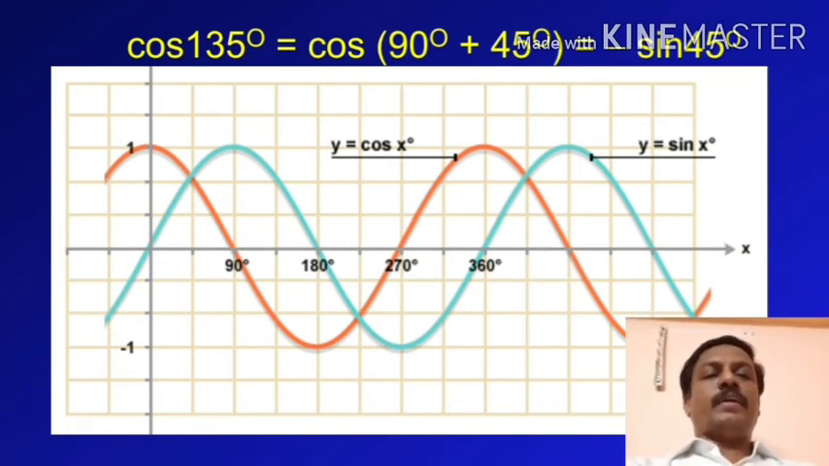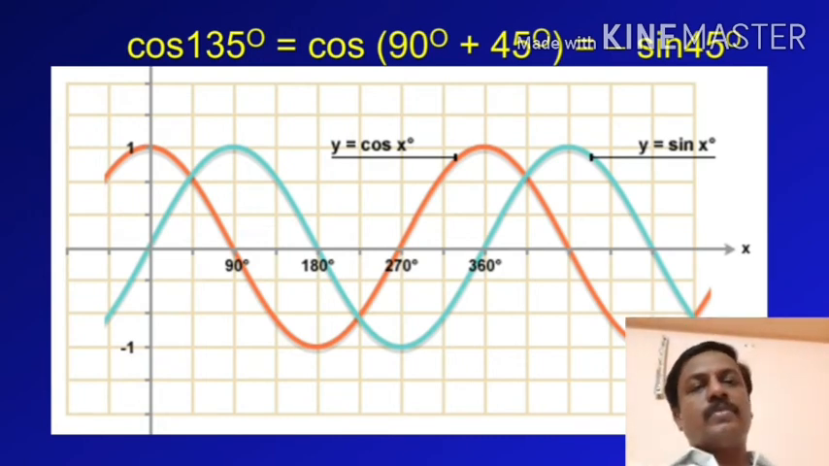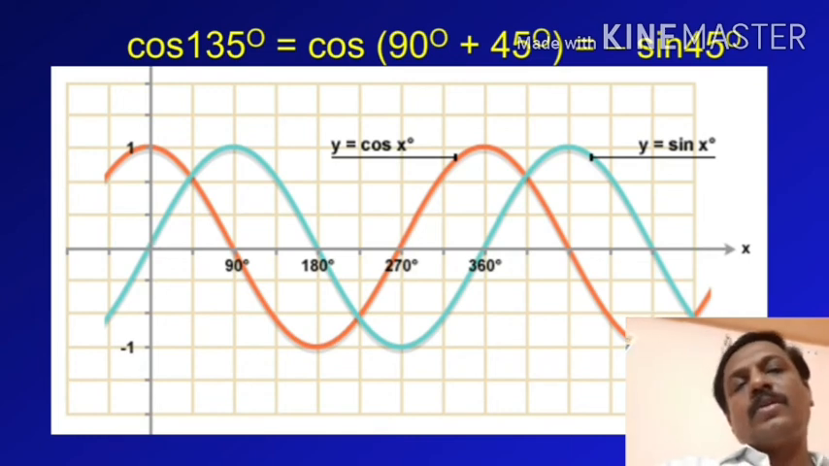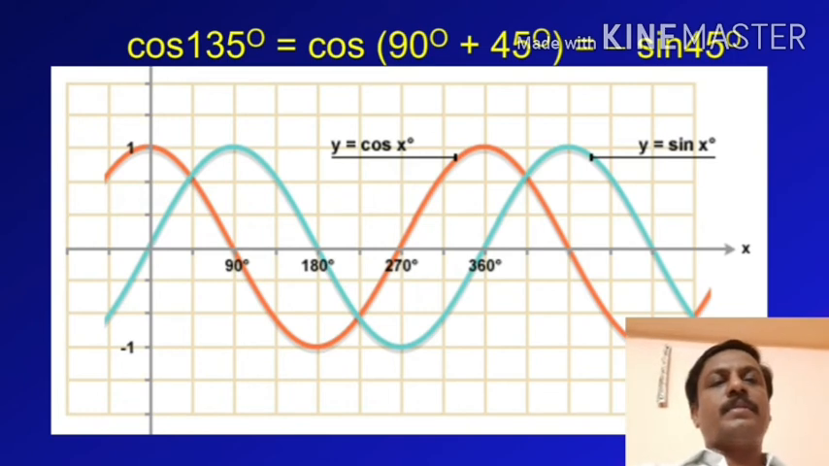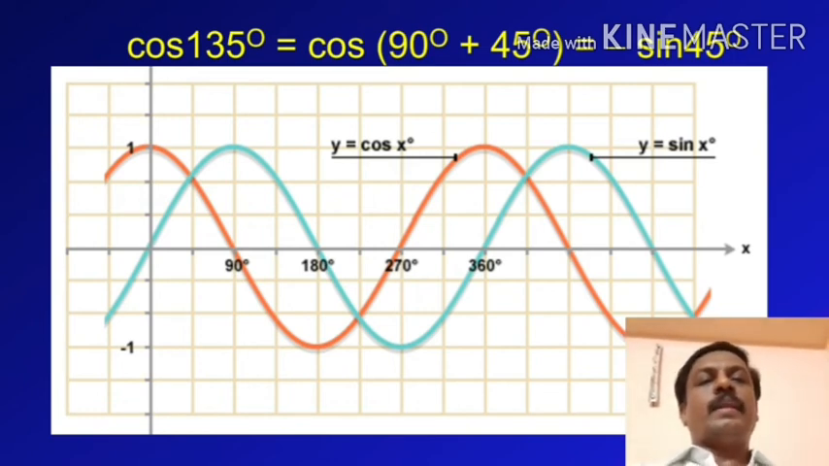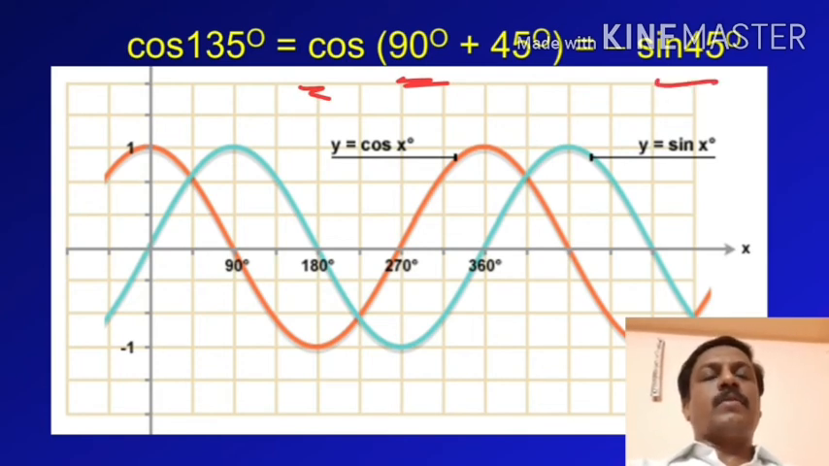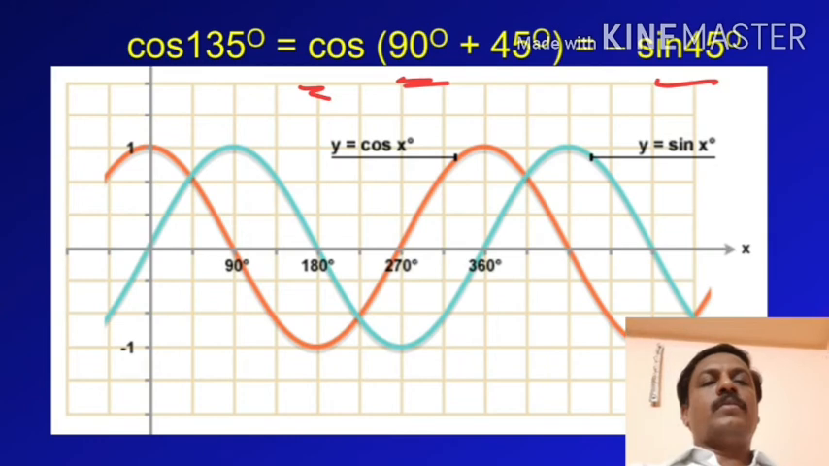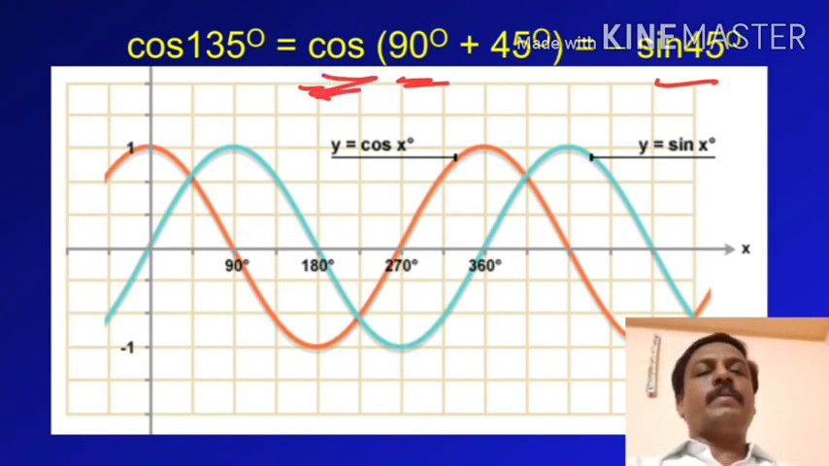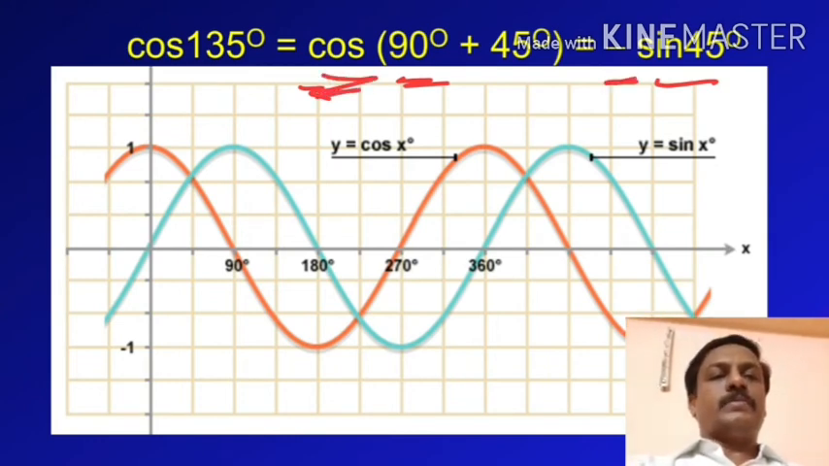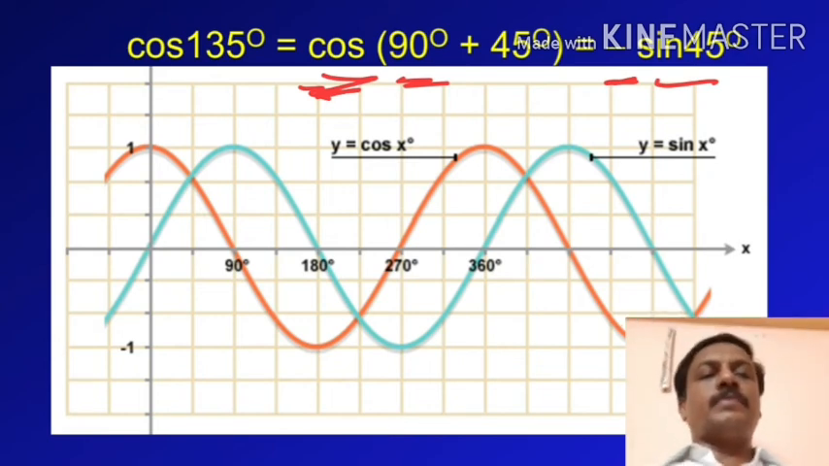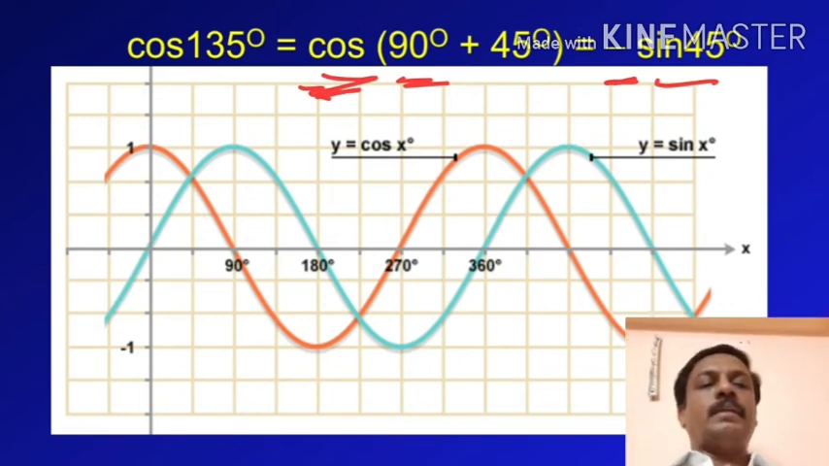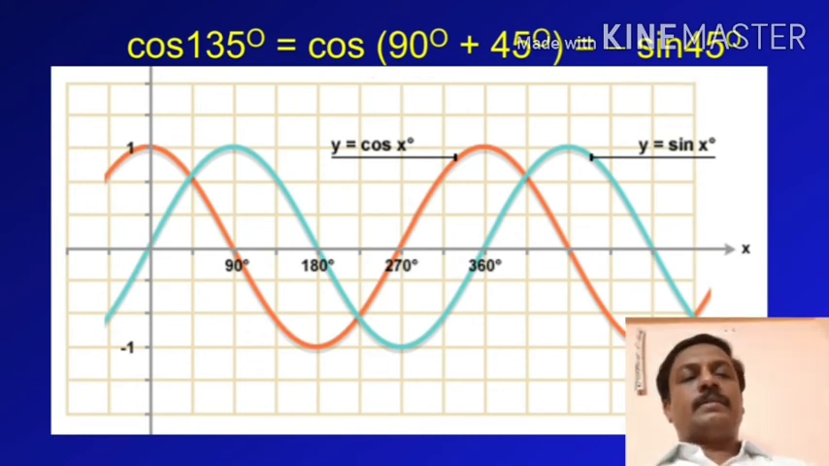Here the graphs of cos 135 are given. From the graph we can find the value of cos 135. Cos 135 means cos of 90 plus 45. Here, when 90 is there, cos changes to sine, and it comes in the second quadrant. In the second quadrant only sine is positive, therefore this cos will be negative, so here we get a minus value. So cos of 90 plus 45 is equal to minus sine 45.